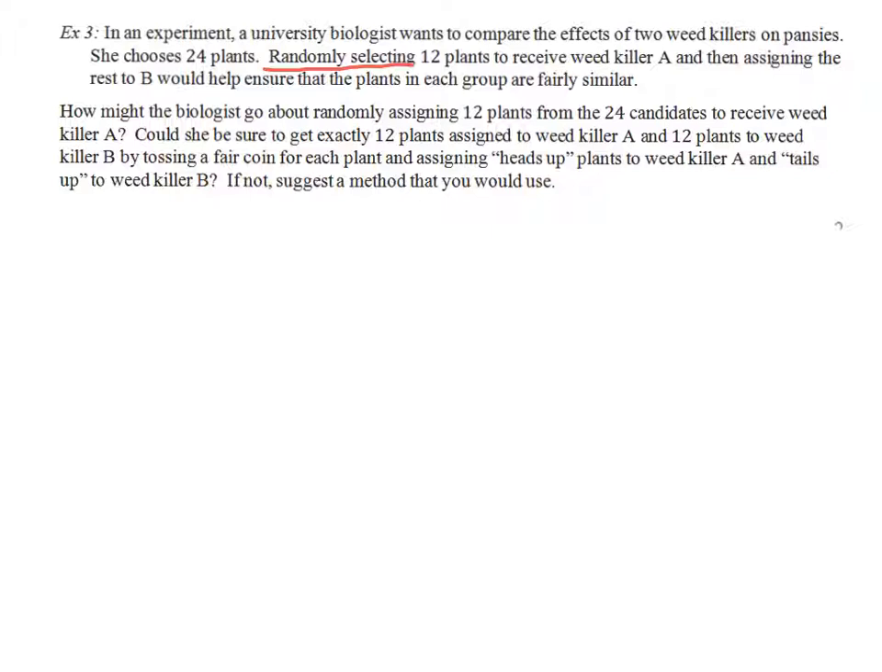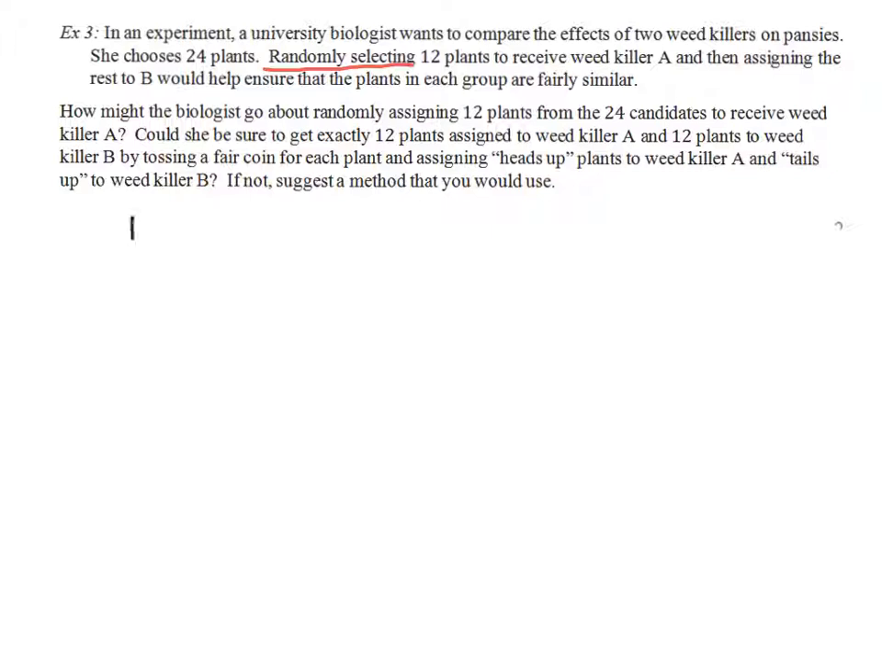And if it turns up heads up, the plant would get weed killer A, and tails up would get weed killer B. Now that does seem like it's going to be a random assignment of the plants to either weed killer A or weed killer B. Our problem is, if we keep flipping the coin, we won't necessarily get 12 plants in group A and 12 plants in group B. That's just not how fair coin tosses go. So we're not guaranteed that half and half will be heads and tails. So it says, if not, suggest a method that you could use.